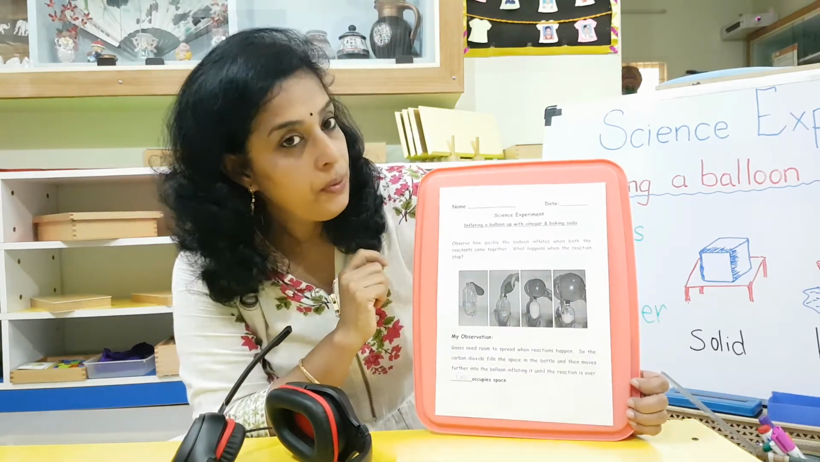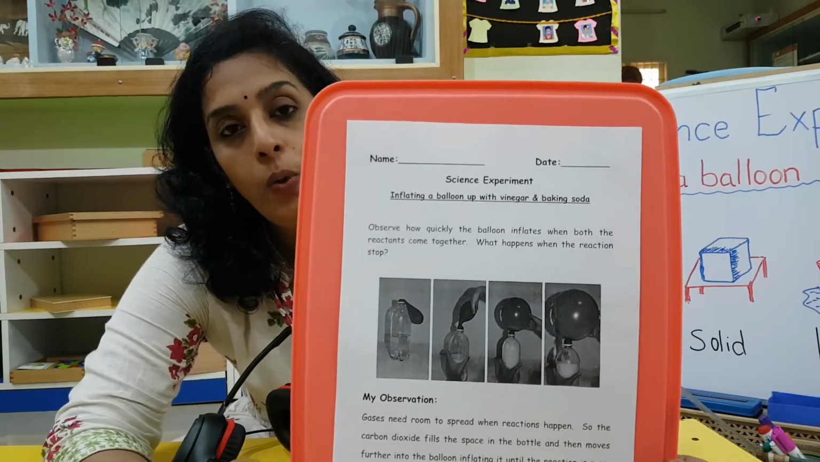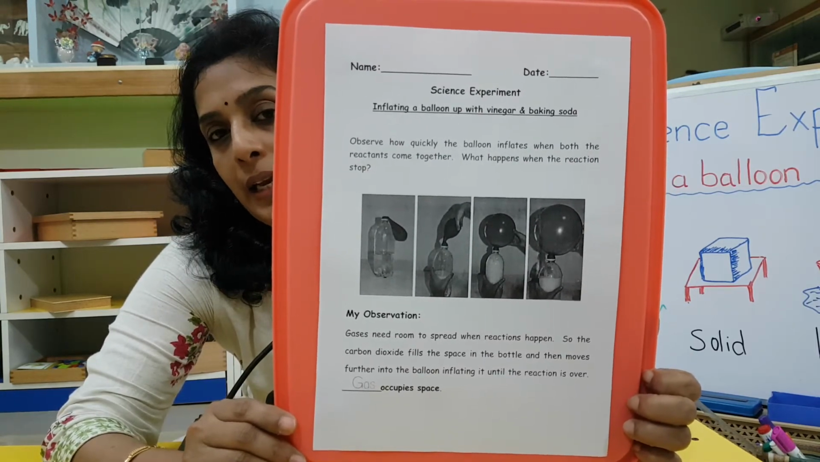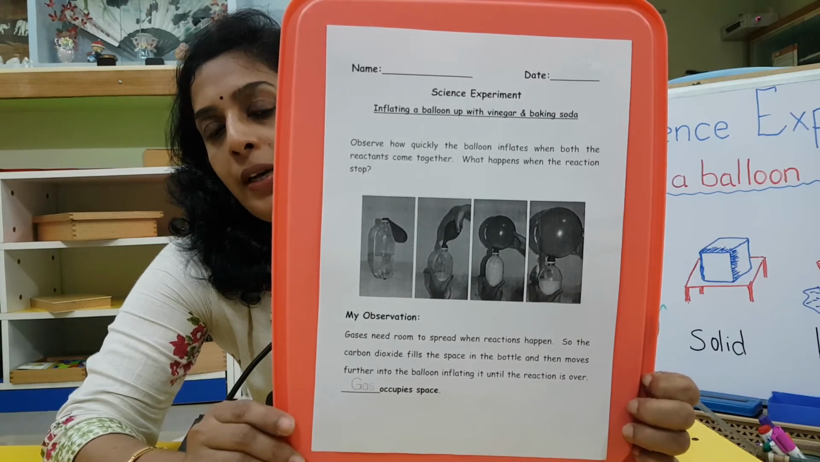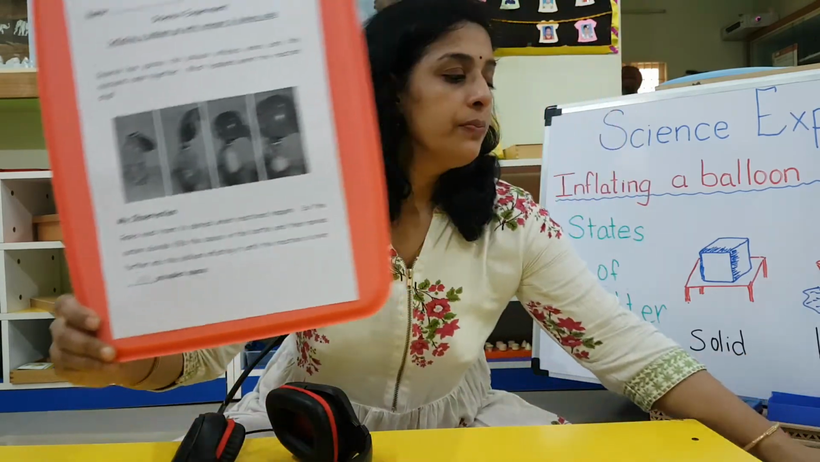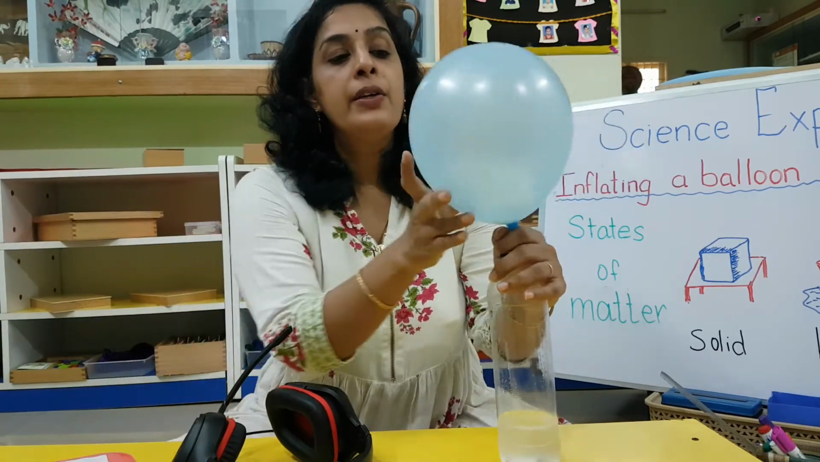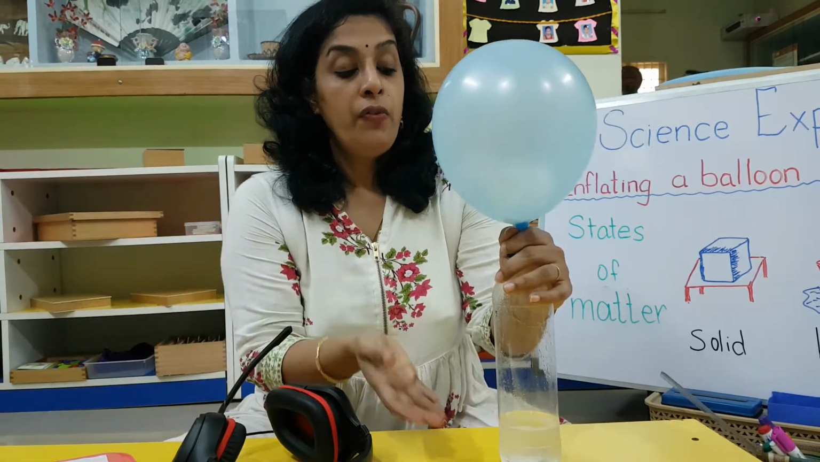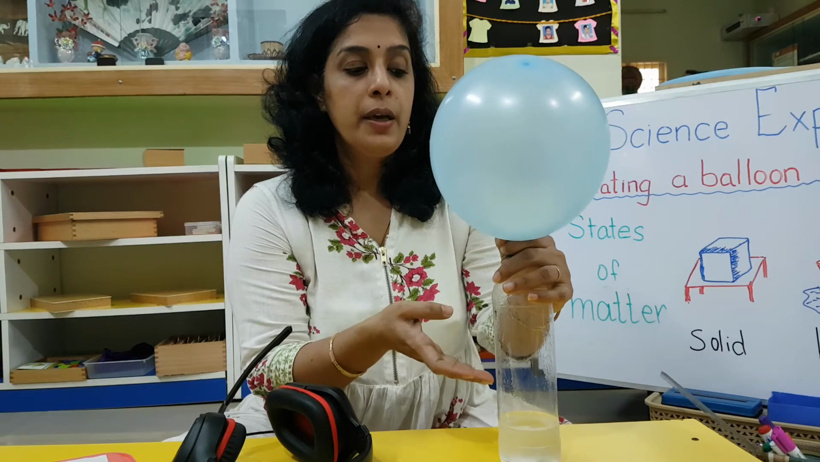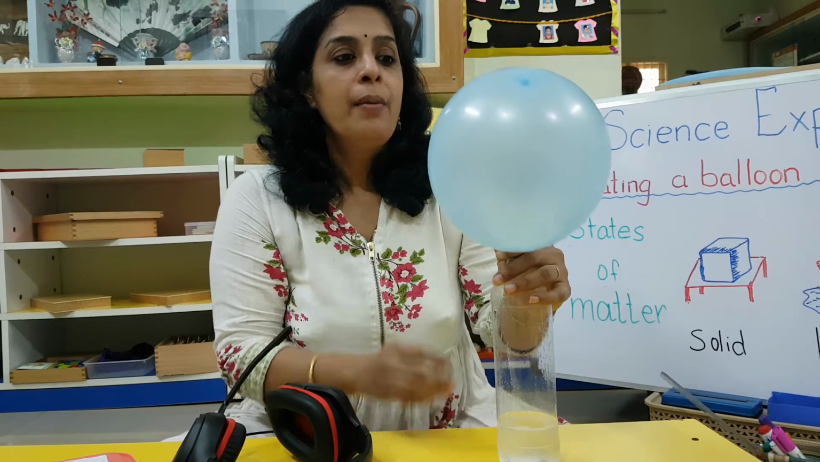In the worksheet you have this picture showing step by step what happens when you add the vinegar and the baking soda. Then how long does it take for it to blow up? Now you see it filled up. After a point of time, what happened? It stopped. Now if I added more vinegar and more baking powder, probably I would have got a bigger balloon. But now it has stopped.